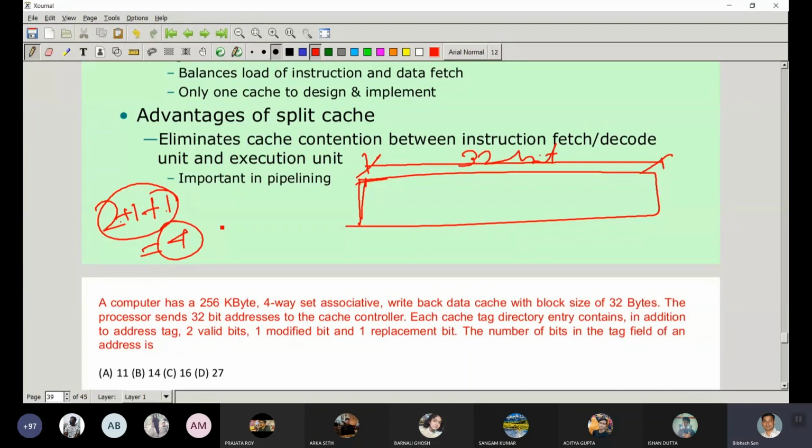And it is a 256 KB data cache. What is it in the data cache? Sir, the answer is 16. I have to check. I don't know.